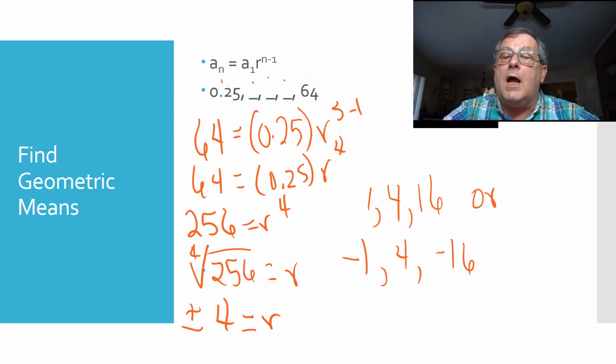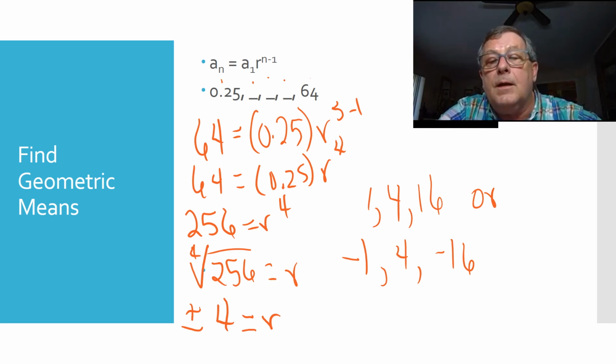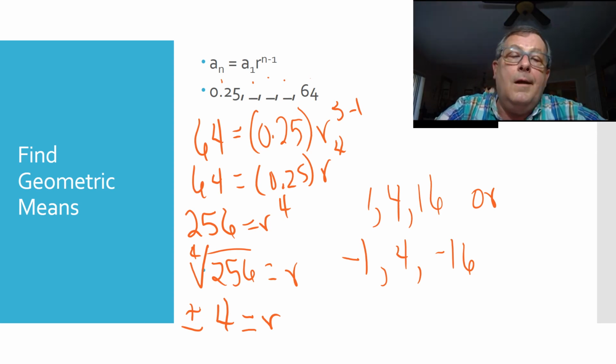Now, you might recognize that there's a pattern here. The only difference between my first possibility, 1, 4, and 16, and my second possibility, negative 1, 4, and negative 16, is that the odd-numbered geometric means in the second are negatives, and my even geometric means are positive. So I reverse the signs on the first and the third geometric mean from what I found when I used positive 4, and boom, I've got it.